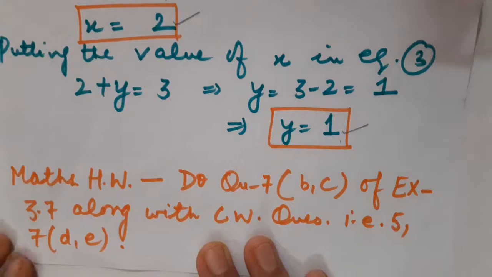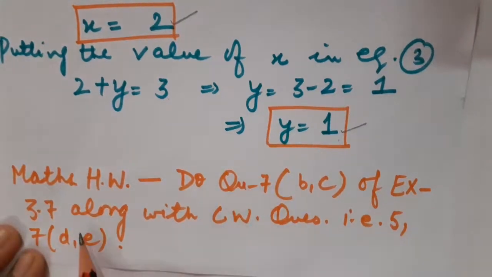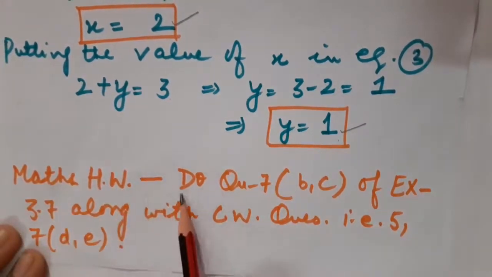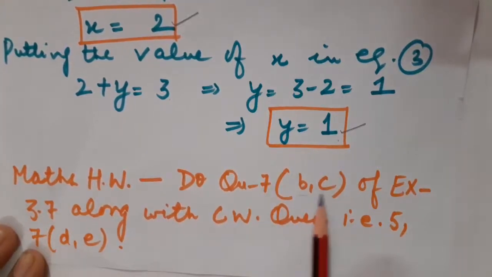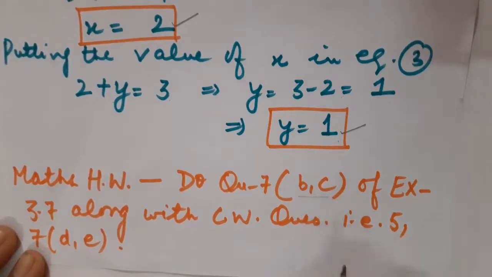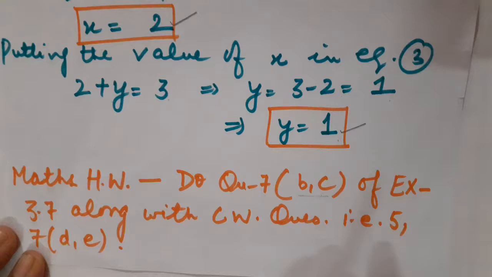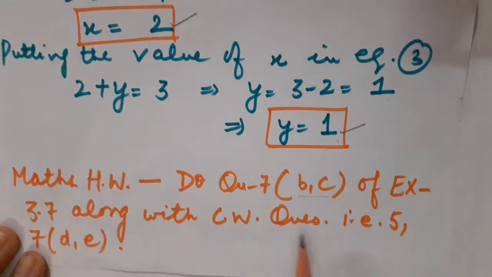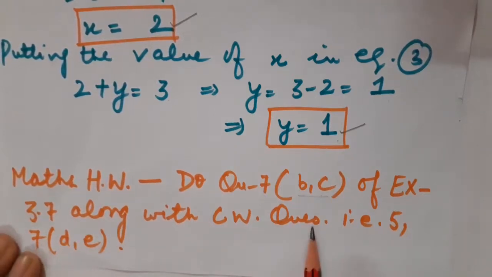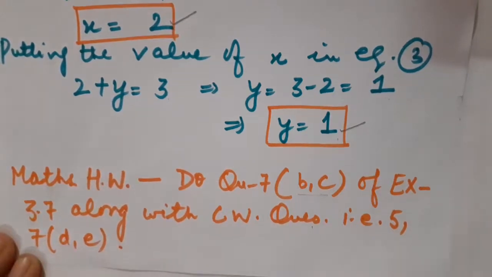You please note down your mathematics homework. Your maths homework is to do question number 7, B and C part. Only these two parts are left from this exercise. Rest, most of the sums I have covered. Some questions I gave you to do also in the previous lecture of exercise 3.7, along with classwork questions which I have covered today. That is 5th, 7th D part and E part. Understood children?